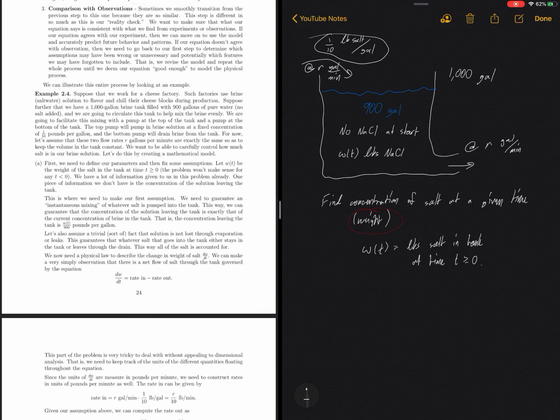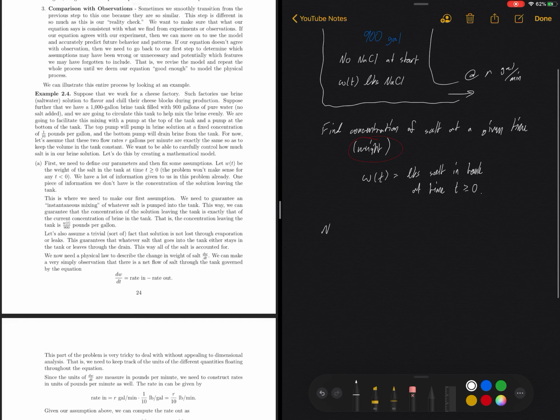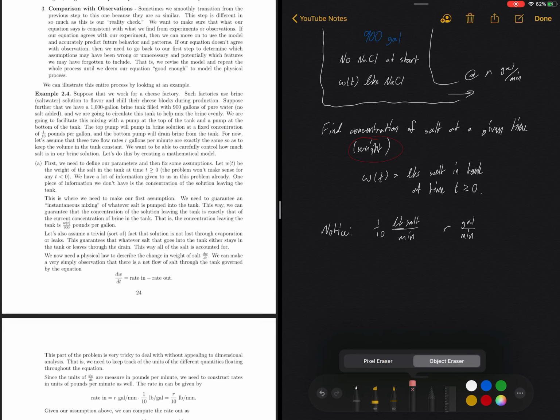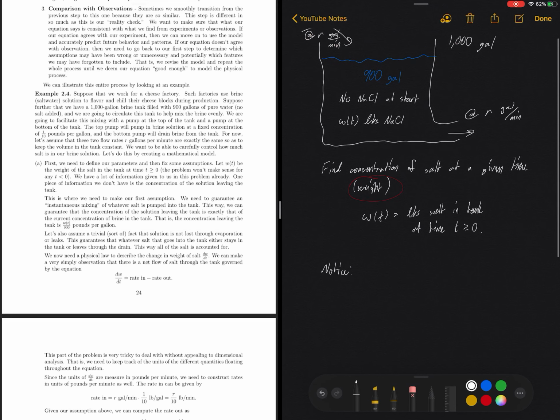Well, the total amount of salt is going to be given as a weight, but if we look at the top, we want to use a concentration because that cancels really nicely with the flow rate R. Specifically, notice that 1/10 of a pound of salt per minute times R gallons per minute. Do I want times? No, I don't want times. I actually want a division.